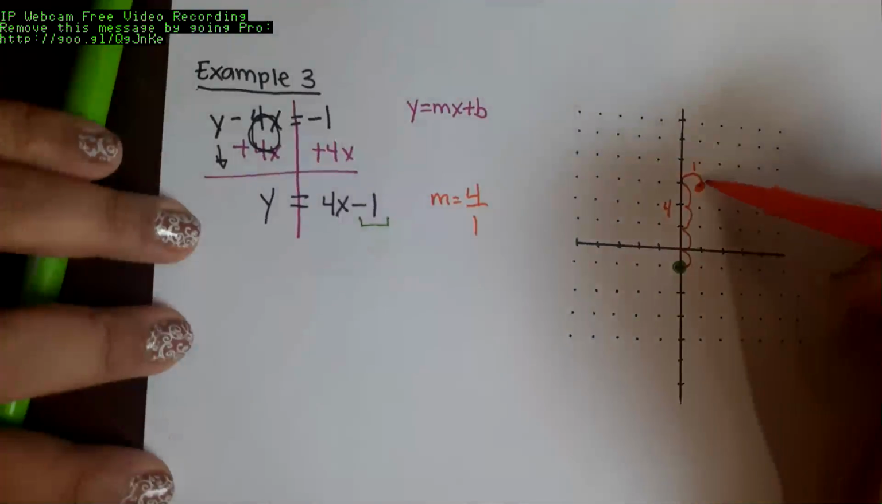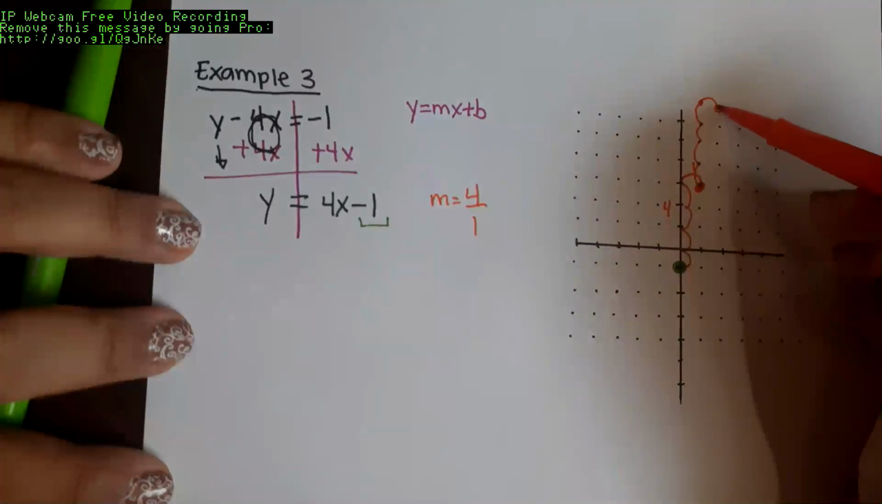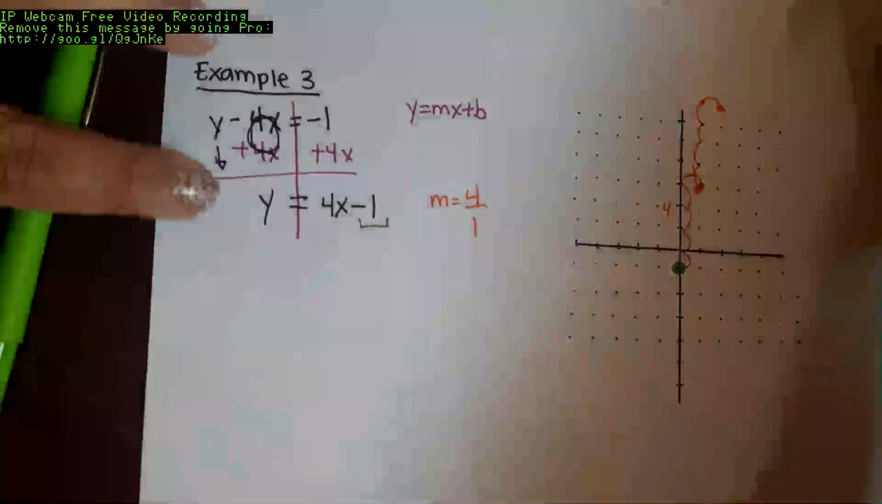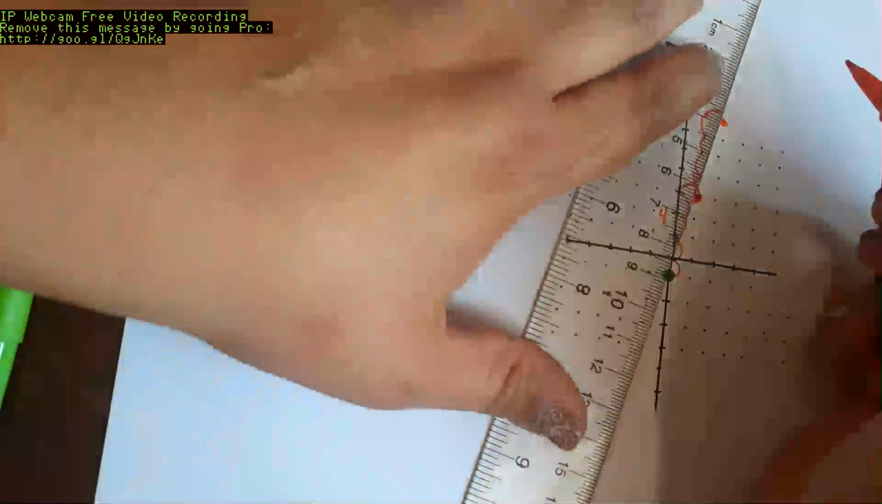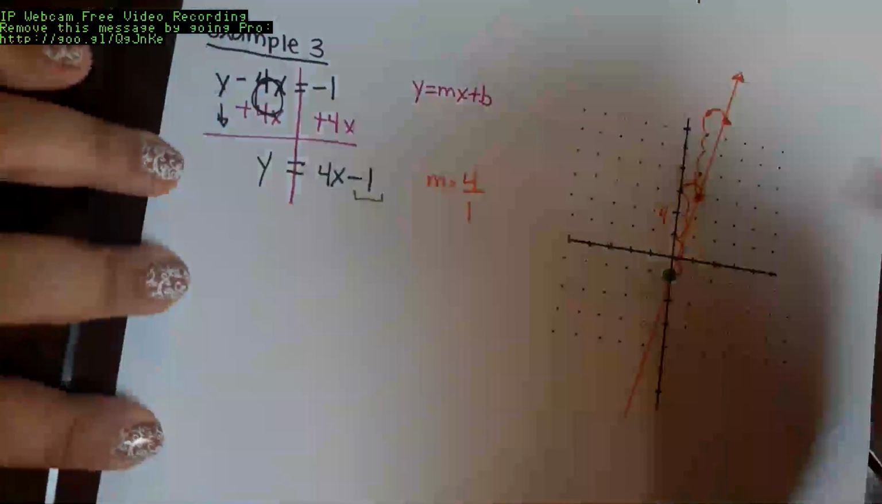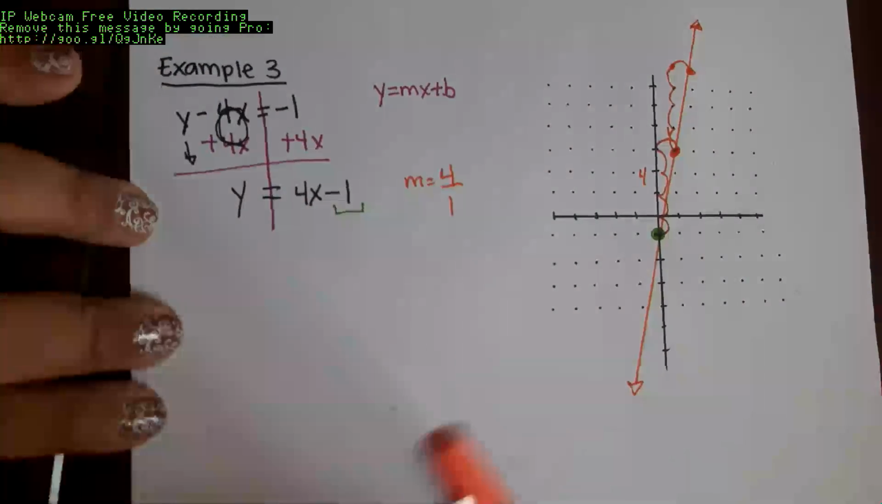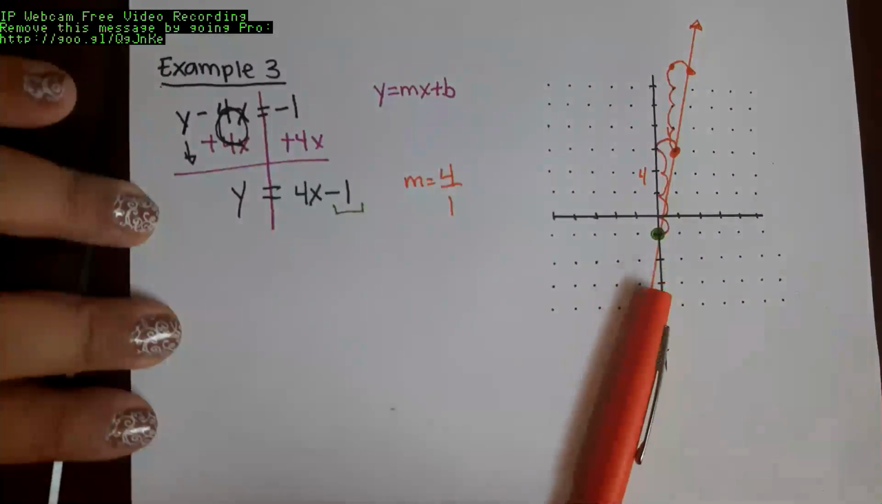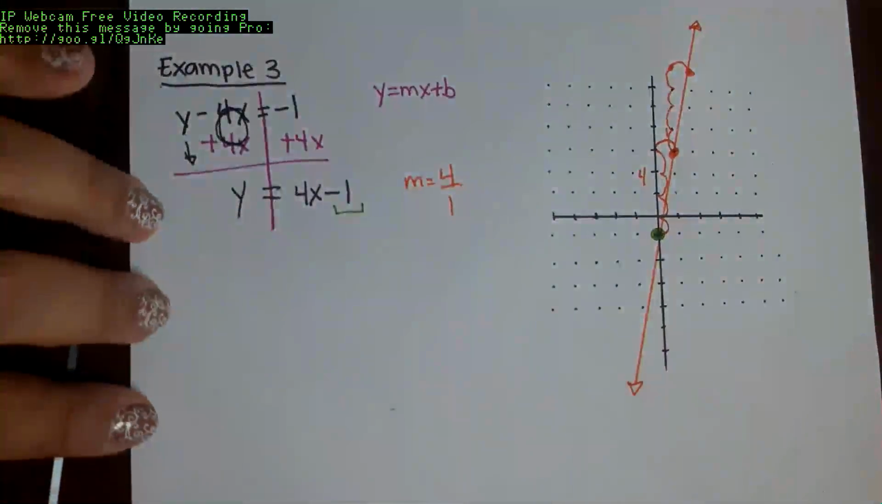So again, I'm just going to do it one more time. So I'm going to rise 4, 1, 2, 3, whoops, and run 1 in the positive direction. So my next point goes here. So I'm just going to get my ruler and I'm going to draw my line. And again, looking at my line and looking at my slope is positive. So my line should be going in a positive direction, so it's an increasing line, and yes, it is.